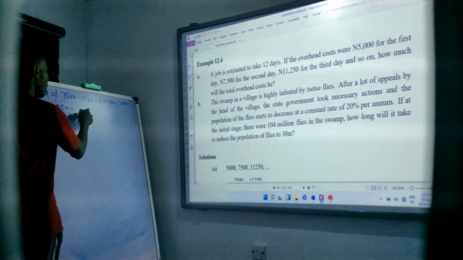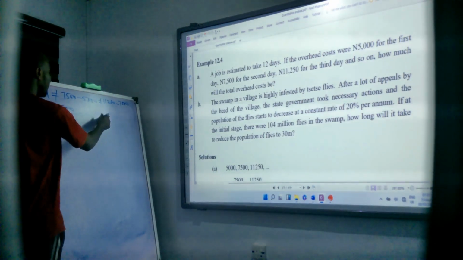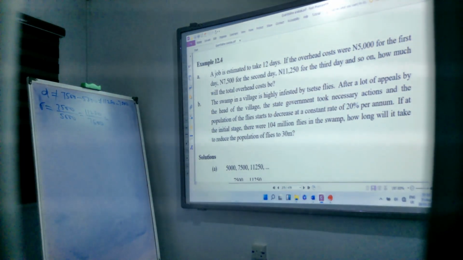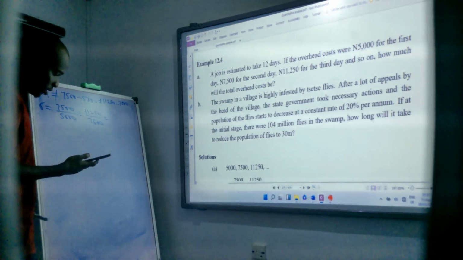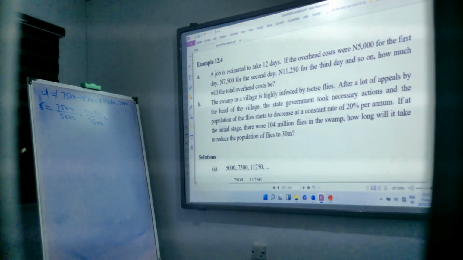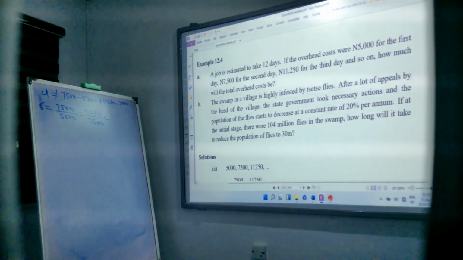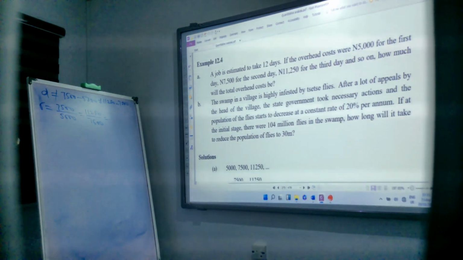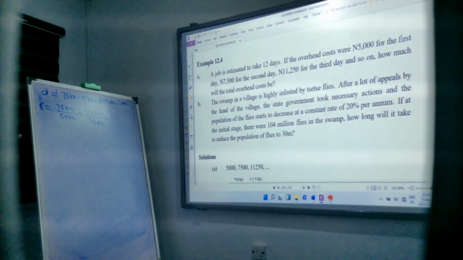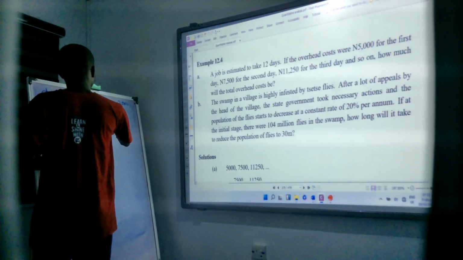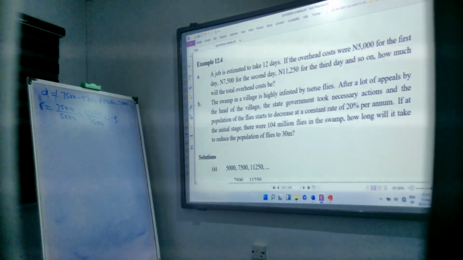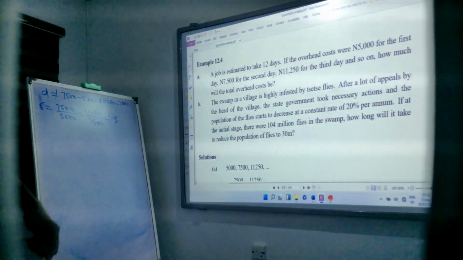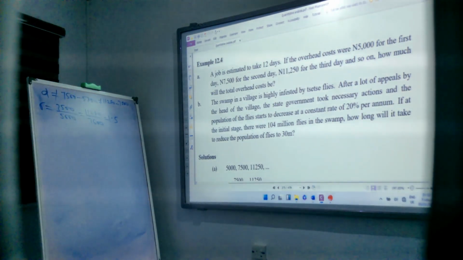Now our R is second term divided by first term, or third term divided by second term. Is it the same thing? If it is, that means it is a GP. Let's see that. What is 7,500 divided by 5,000? It is 1.5. What is 11,250 divided by 7,500? We've got the same ratio. So it's a GP.